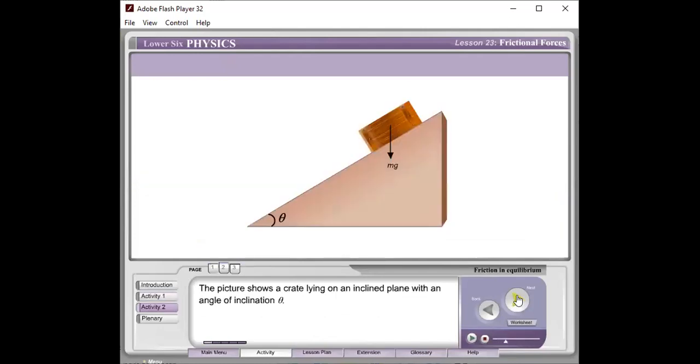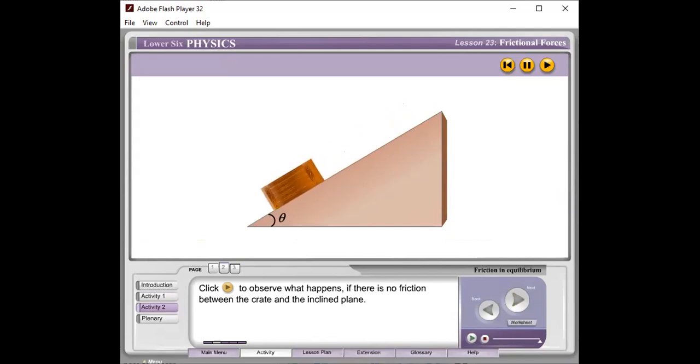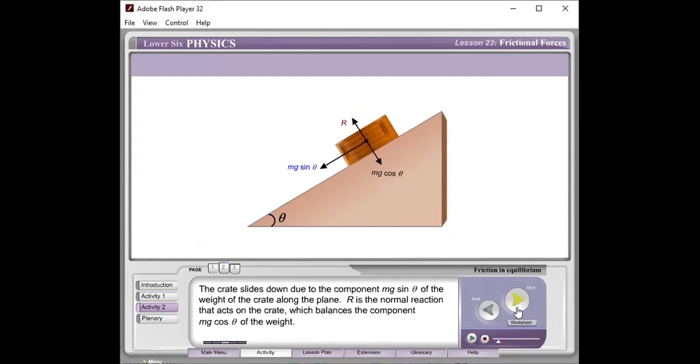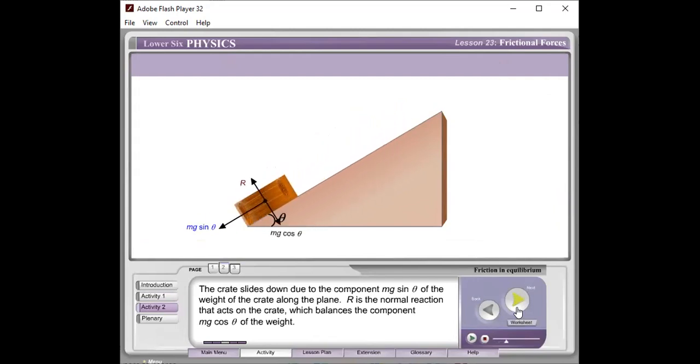The picture shows a crate lying on an inclined plane with an angle of inclination theta. Click the play button to observe what happens if there is no friction between the crate and the inclined plane. The crate slides down due to the component mg sin theta of the weight of the crate along the plane. R is the normal reaction that acts on the crate, which balances the component mg cos theta of the weight.